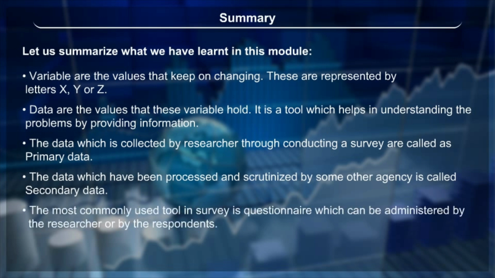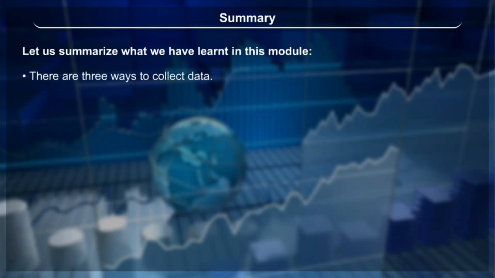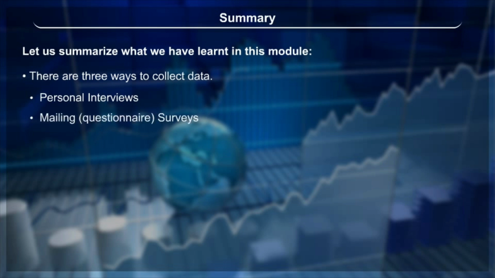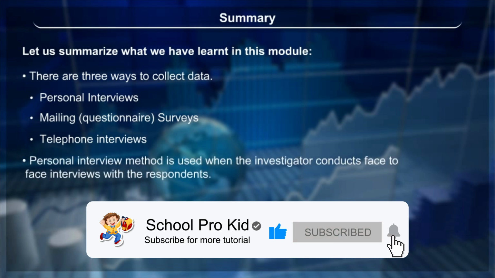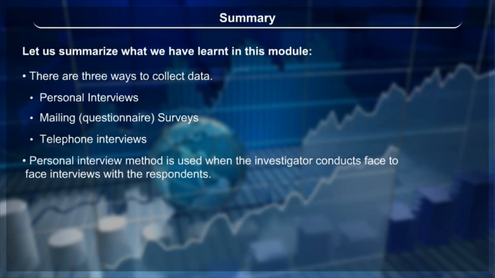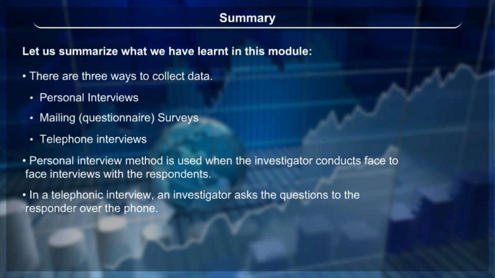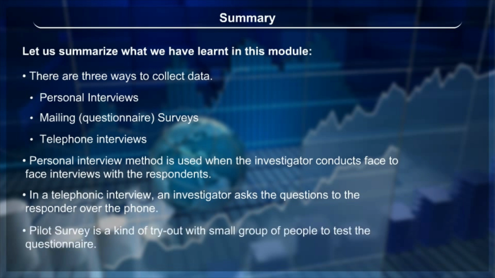The most commonly used tool in a survey is the questionnaire, which can be administered by the researcher or by the respondents. There are 3 ways to collect data: personal interviews, mailing questionnaire surveys, and telephone interviews. Personal interview method is used when the investigator conducts face-to-face interviews with the respondents. In a telephonic interview, an investigator asks the questions to the respondent over the phone. Pilot survey is a kind of tryout with a small group of people to test the questionnaire.